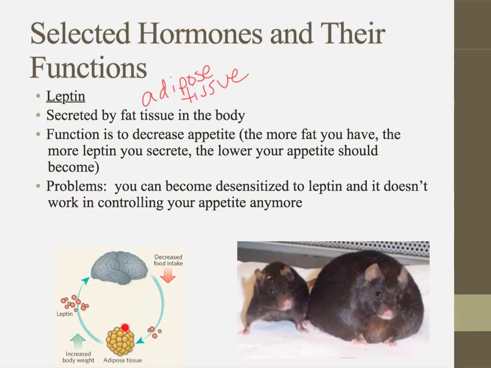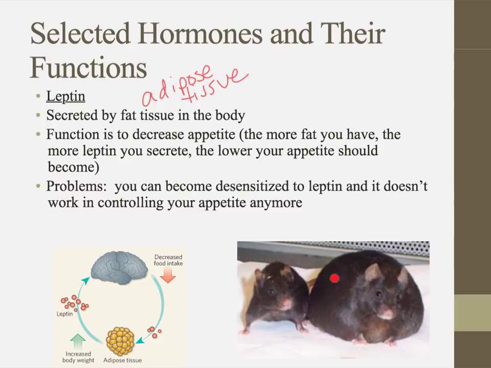So leptin is produced by fat tissue, and it's supposed to tell your brain, hey, I have enough calories stored in my fat tissue. You don't need to eat anymore. So it decreases your appetite. Some of the problems with leptin, we think that probably in chronically and genetically predisposed people that are obese, their brain can actually become desensitized to the leptin. So their adipose tissue might be producing the leptin, but their brain isn't interpreting that signal correctly anymore, and it's not working to decrease the appetite.